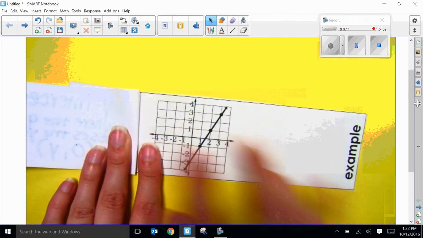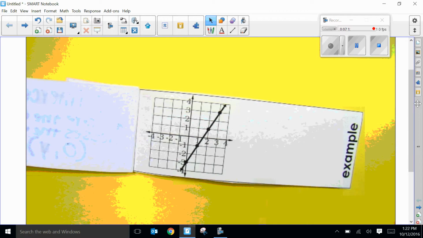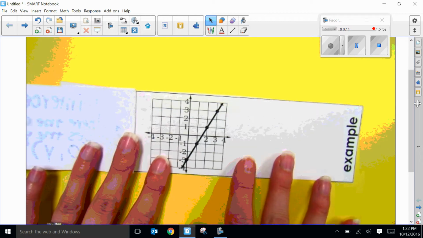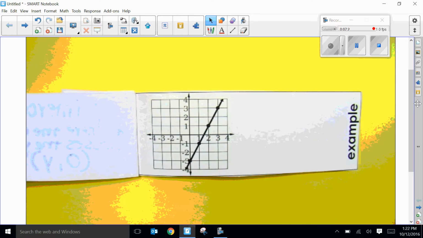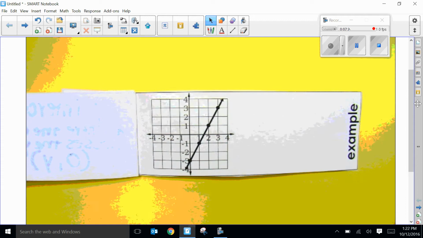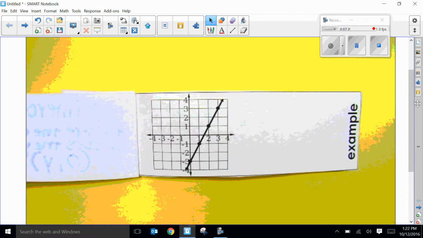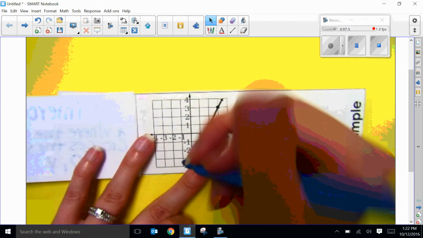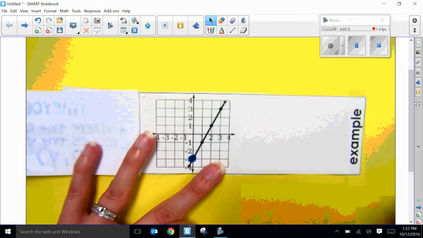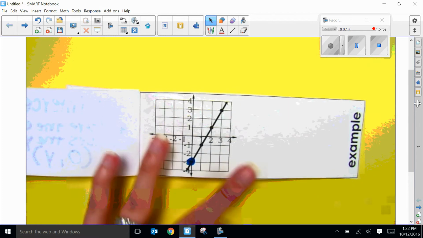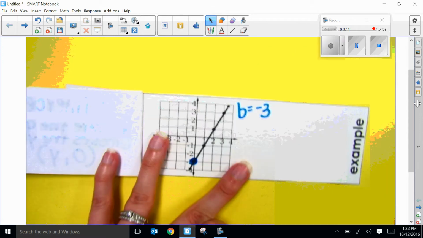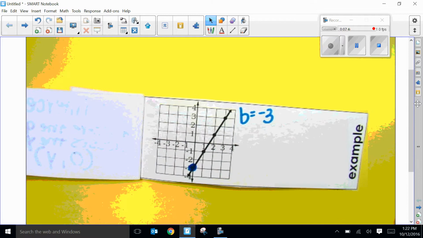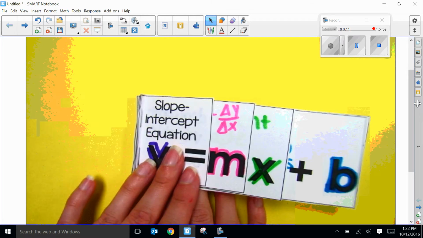Okay, so let's just look at a basic example. We're not even introducing any situations yet, we're just looking at a graph. If I have a graph here, we should be able to see all of our different pieces on it. The first thing I notice, and I'm going to color code like we saw before, is where my line is crossing the y-axis. That's my y-intercept. So we're going to say b equals -3. Pink for slope.